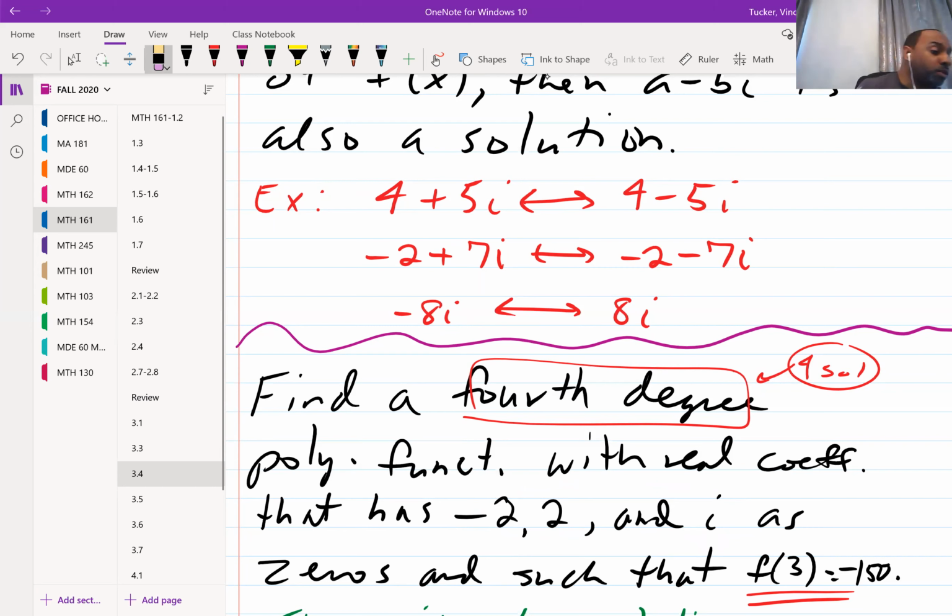They give us the solutions and they want to know what function gives us these solutions with this initial condition right here, that when you plug in 3 into the function, you get out negative 150. So we have 3 solutions, negative 2, 2, and i. They want to know what function will give us these 3 solutions, and when you plug 3 into the function, you get out negative 150.